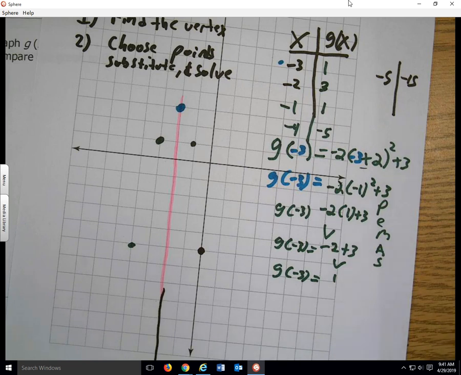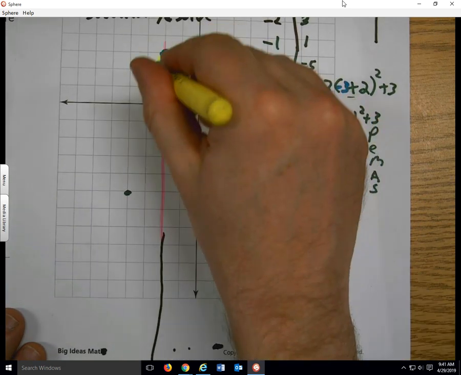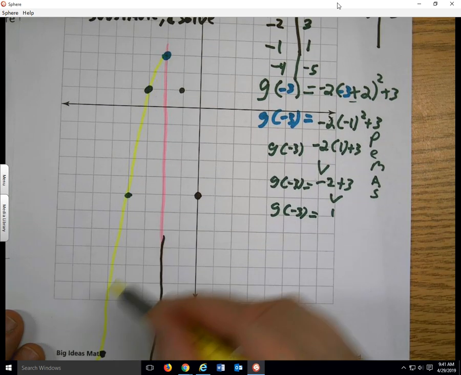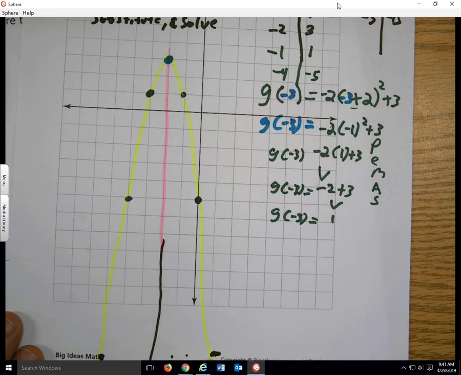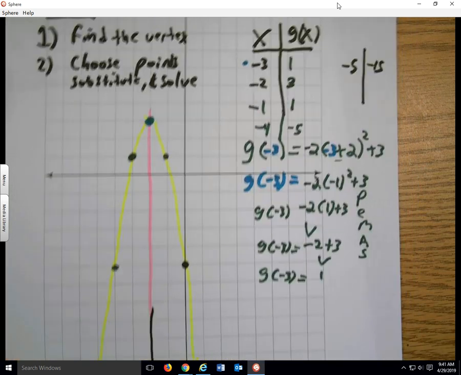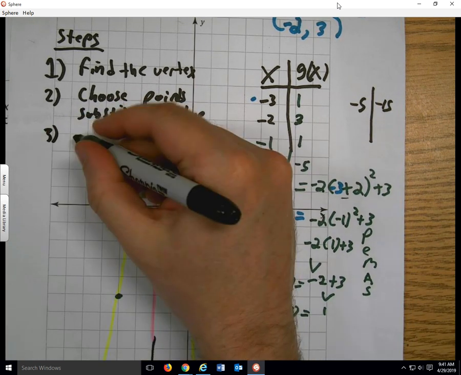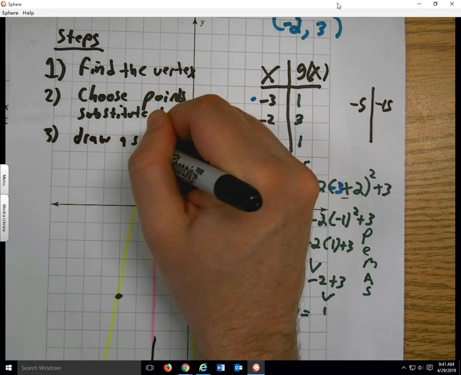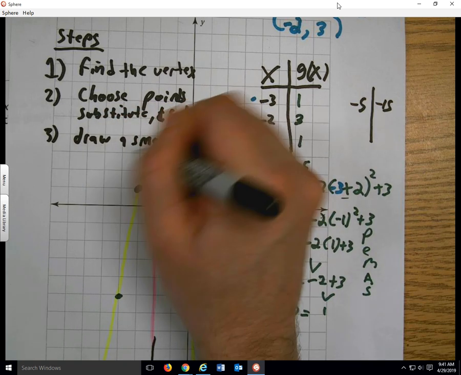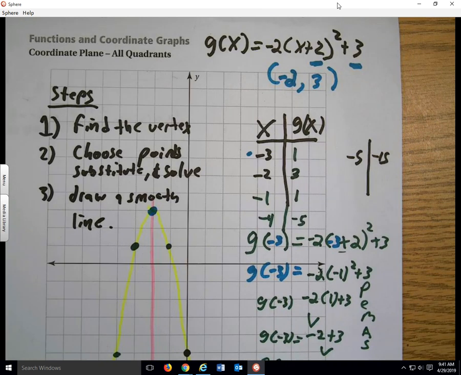Last step is just to draw the lines connecting the parabola. Okay. Connect the dots, draw a smooth line is what I'll call it. And that's how you would graph it when it's in vertex form.